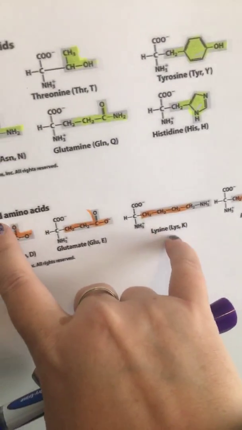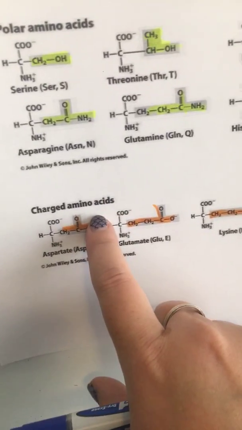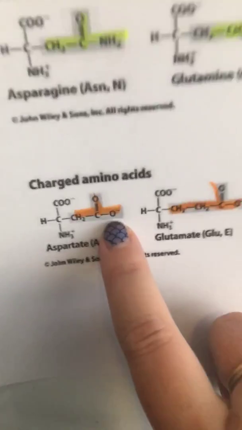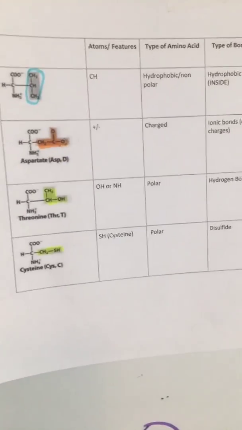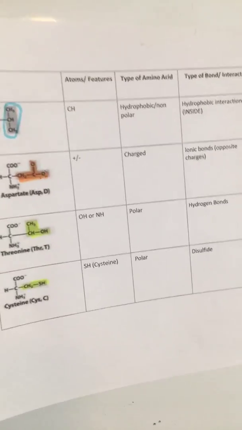Then our final is that we have our charged amino acids. These guys are the ones that succeeded in stealing the lunch money. So they get to say that they have a negative charge or a positive charge because they actually stole that charge, okay? So then we look at our summary chart here.